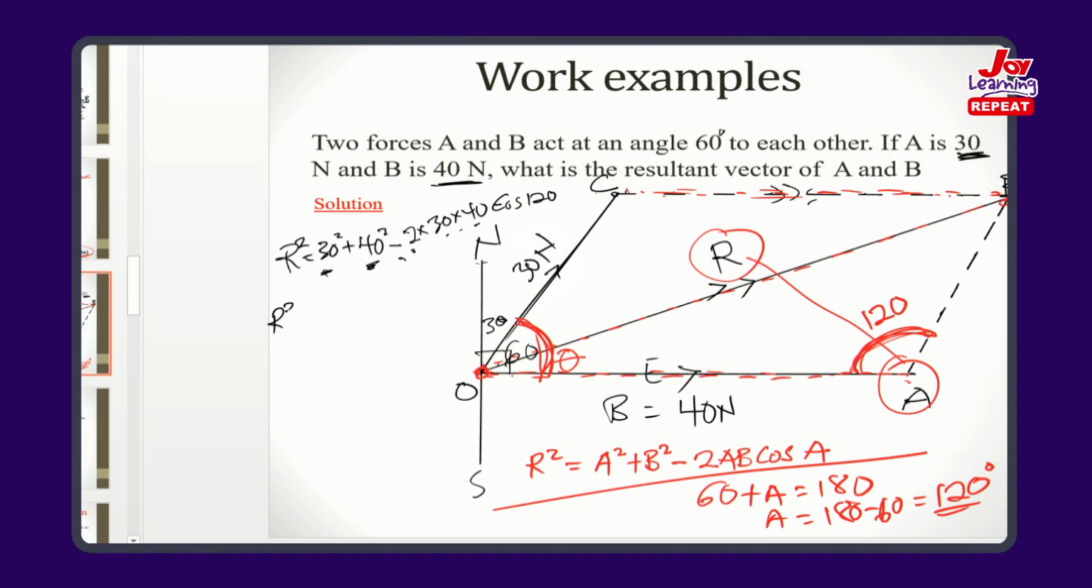We now have our R squared equal to 900 plus 1600 minus, when you have 2 by 40 by 30, that gives you 2400. And then our cos 120 also gives us negative 0.5.